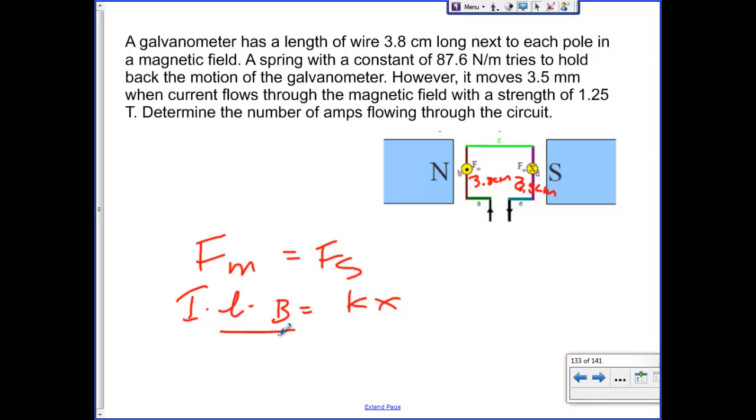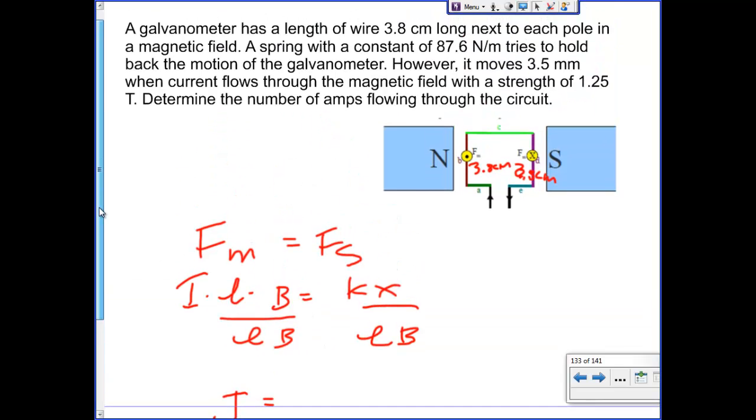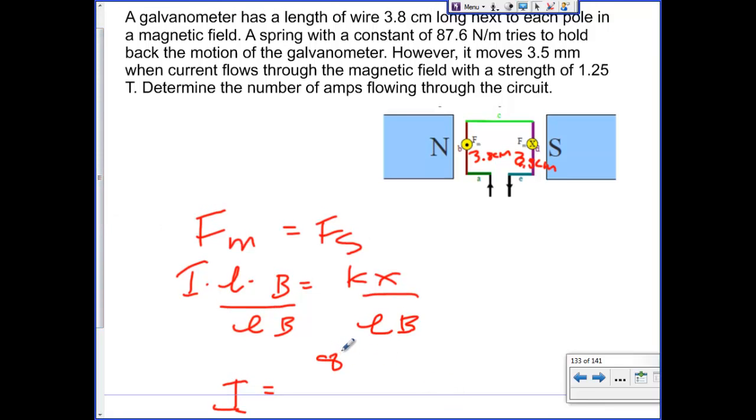Let's find amps. So that's I. So we need to divide by L and B. So the amount of current running through this thing must equal the spring constant, 87.6 newtons per meter, times how far the actual spring moves. Do we have that anywhere? Yeah, it's that 3.5 millimeters. So that'll be 3.5 times 10 to the minus 3 meters.